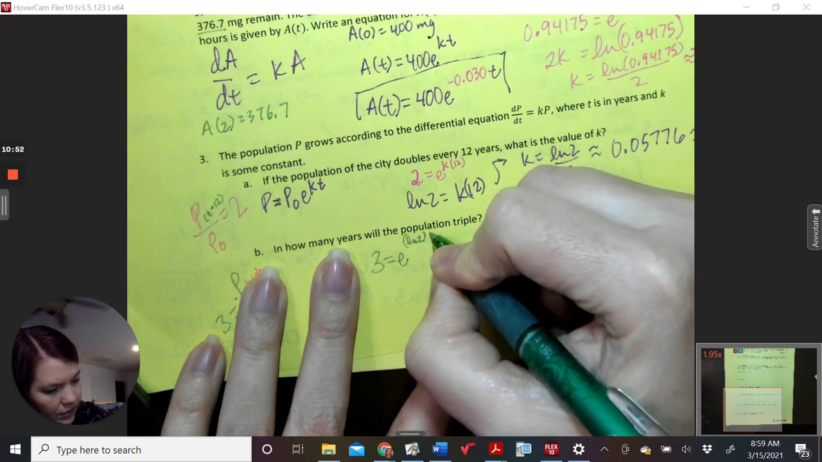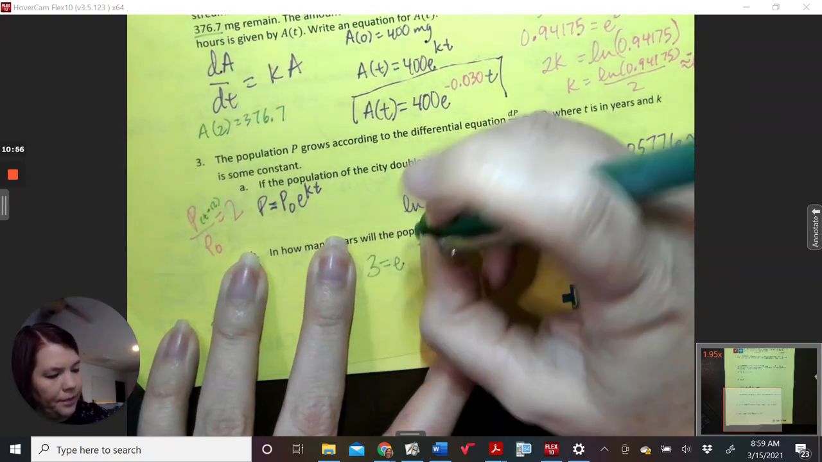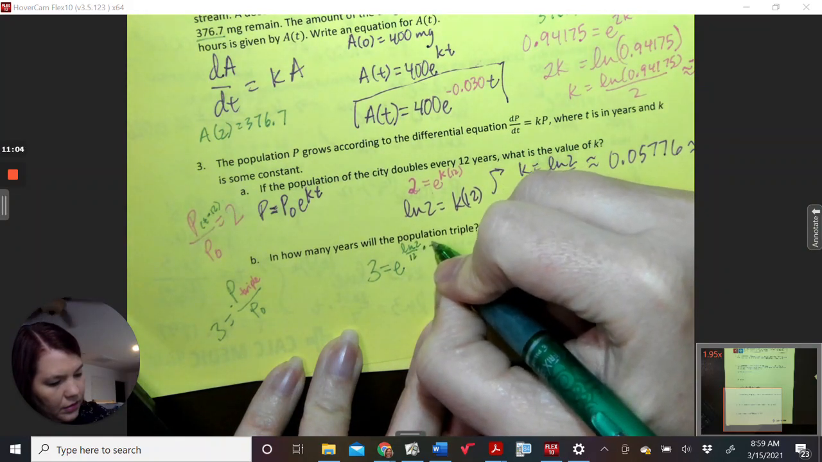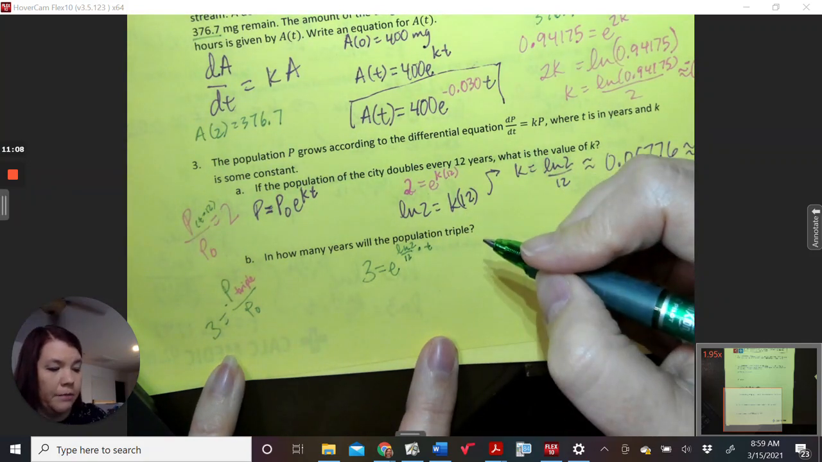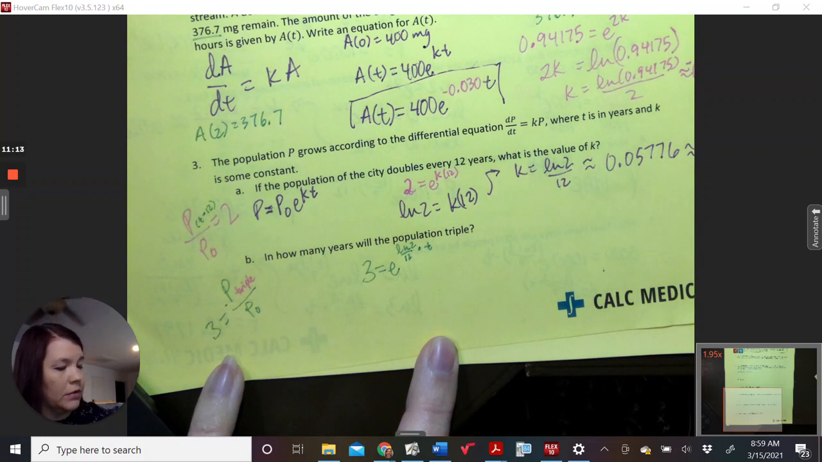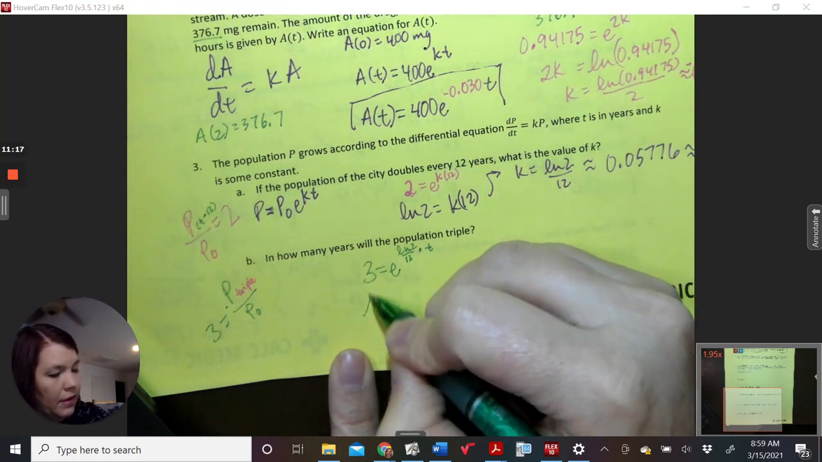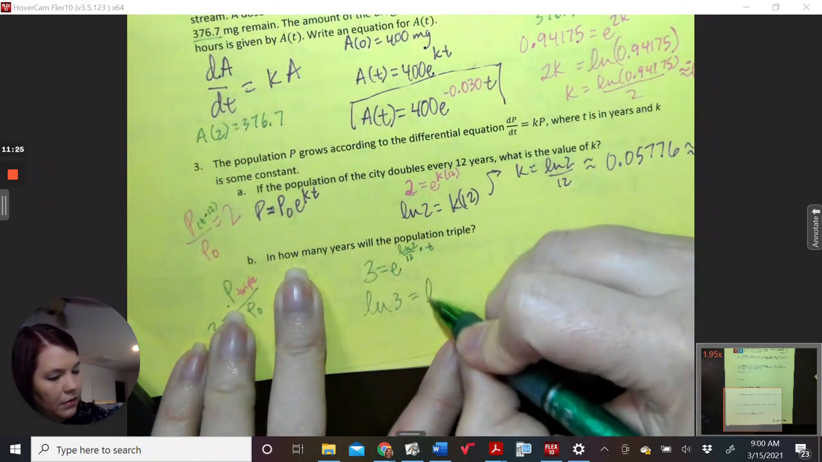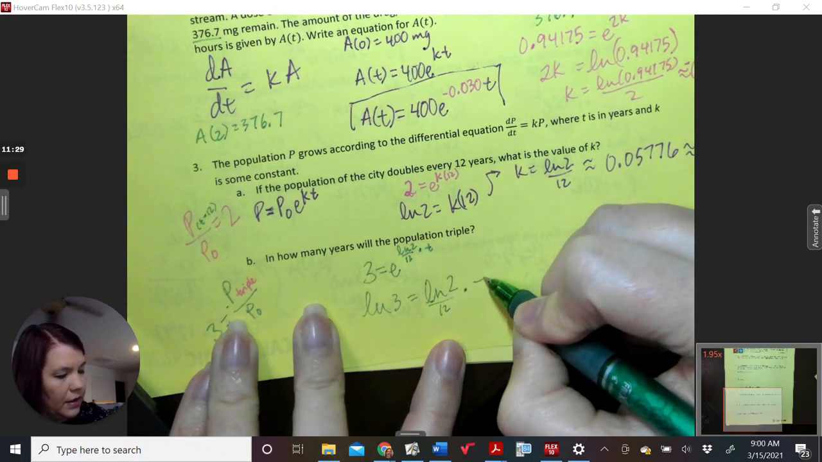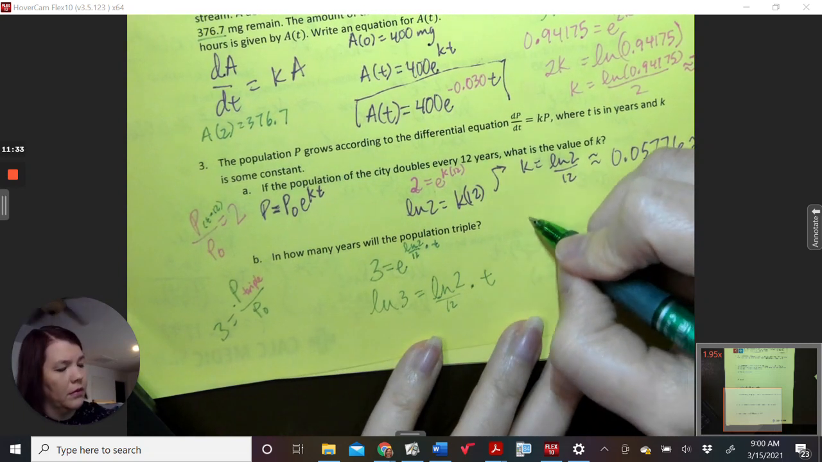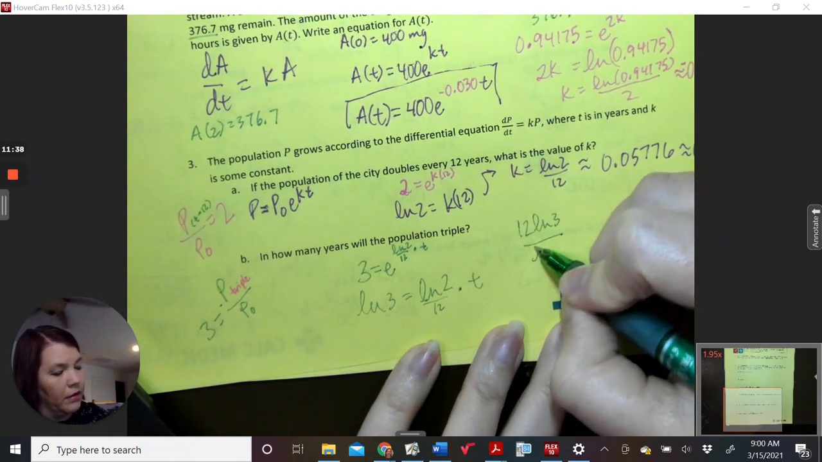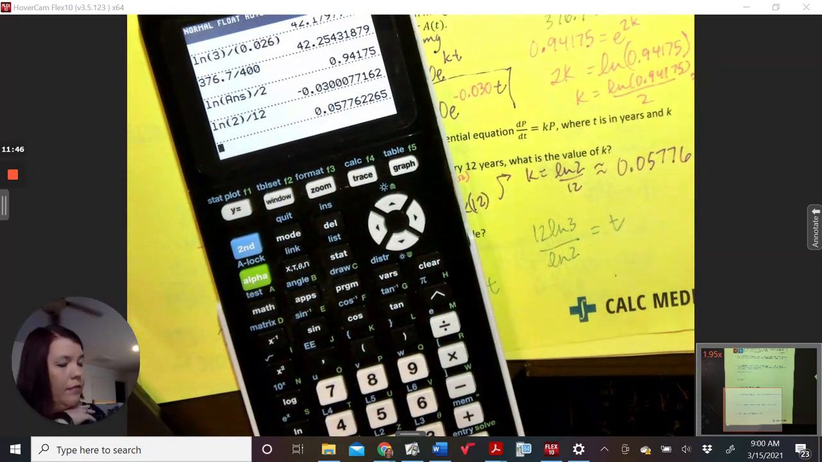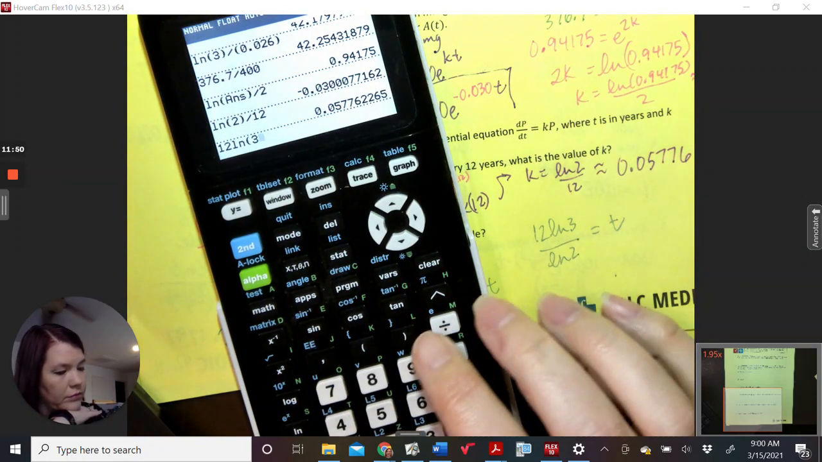Okay. Again, we'll take the natural log of both sides. And so ln of 3 is going to equal, this stuff's all going to come down, ln 2 over 12 times t. Multiply both sides by 12, 12 ln 3, and also divide by ln 2 equals t. So calculator. Is about 19. So about 19.020 years.